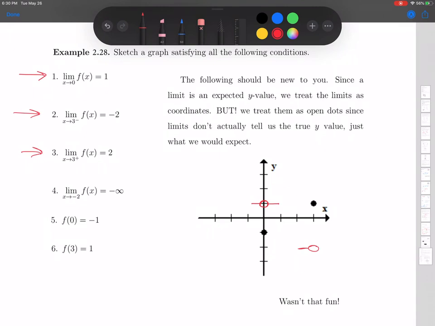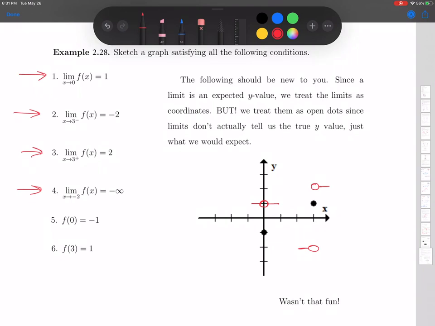Okay, 3: the limit as x approaches positive 3 from the right is also, well, no, it's not also equal to negative 2. It's equal to positive 2. So that's telling me that if I go to positive 3 for x, I should have positive 2 from the right. So it's going to be this hollow circle and a tail from the right. And there's that. Okay, let's go to 4.